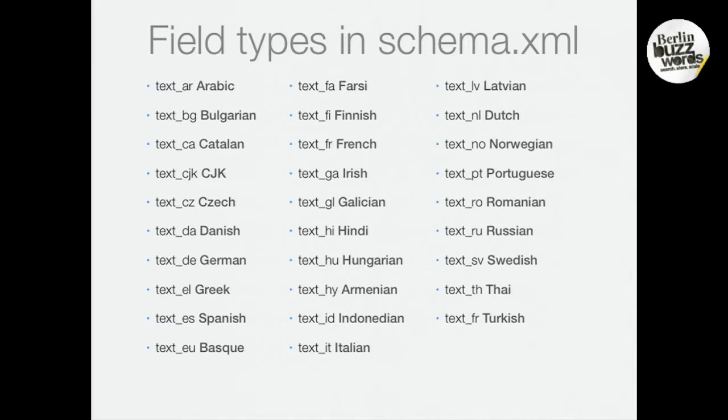These are the field types that are available out of the box today. In 4.4, we will also get Korean in place, which will be good. So I'd like to get a little bit in-depth on how Solr processes data at indexing time.